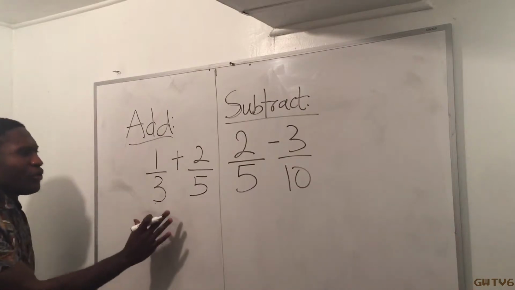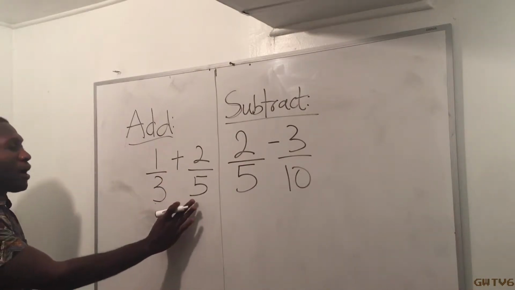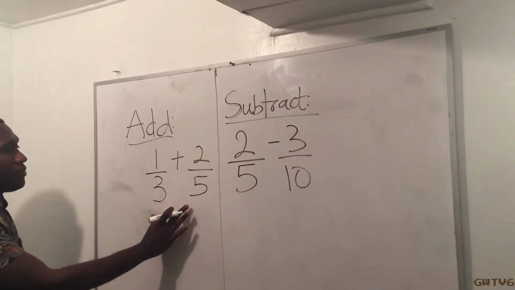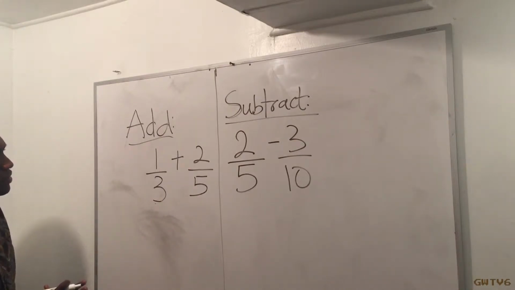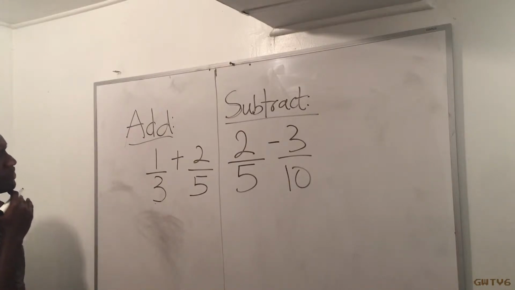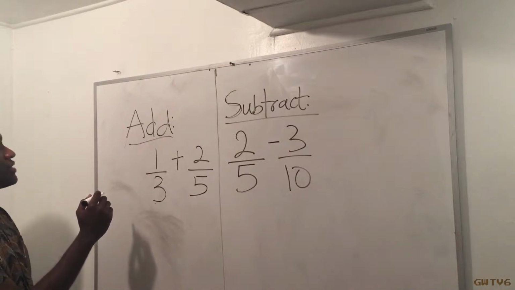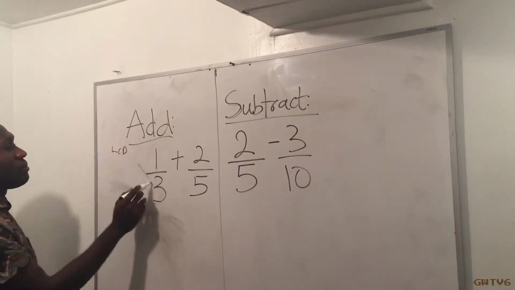The first thing that I want to look at with fractions when I'm adding or subtracting is to check the bottom numbers, right? To see if they are the same. And they are not the same. So I have to make them the same then. And to make them the same, I know I have to find my LCD. So I'm going to have to find the LCD for those two numbers.